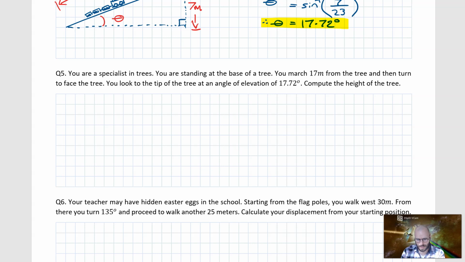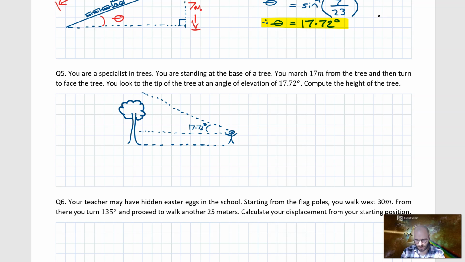So we're working with a tree, like so, and you're going to march 17 meters from the tree. Then you're going to look up at the tree, and the tip of the tree is going to be at 17.72 degrees. So we're going to have a diagram roughly like this.